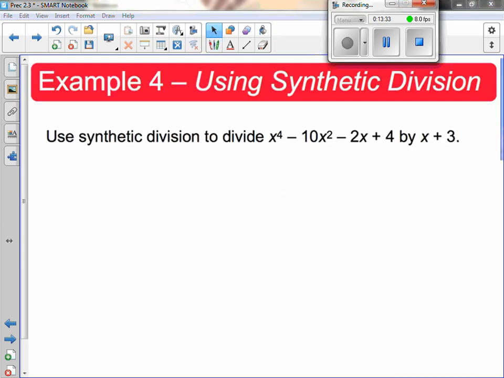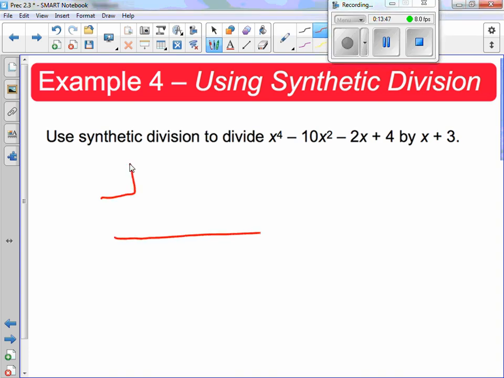Now, what we're looking at next is synthetic division, and synthetic division is normally the one that most people like to do. It is way faster. Now, how we set it up is our cubbyhole, line.